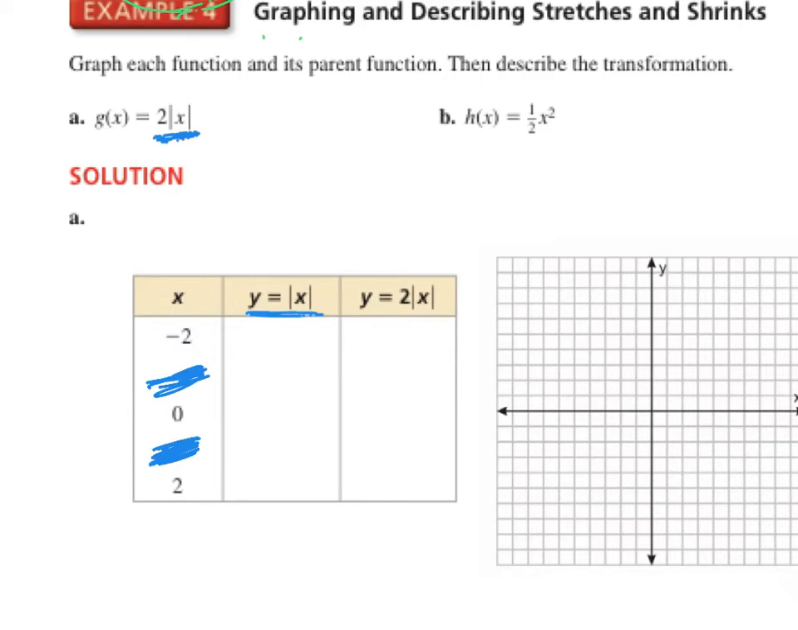So the absolute value of -2 is what? 2. So our point on our graph, we're going to go to the left 2 and up 2. What about the absolute value of 0? 0. And what about the absolute value of 2? 2. So we're going to go to the right 2 and up 2. So our graph is going to look like this.